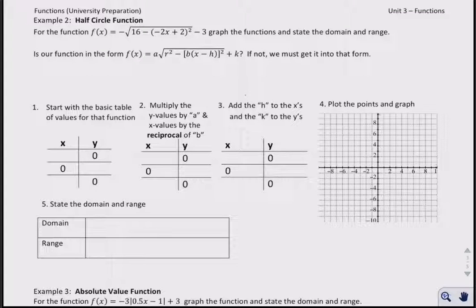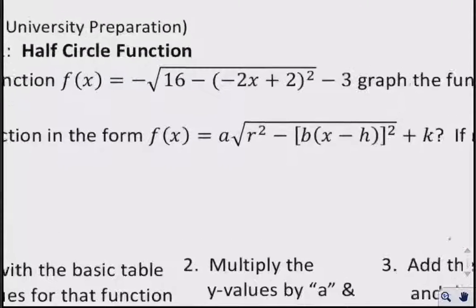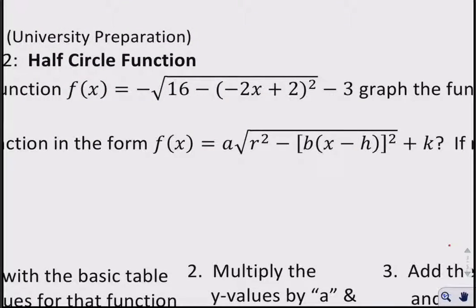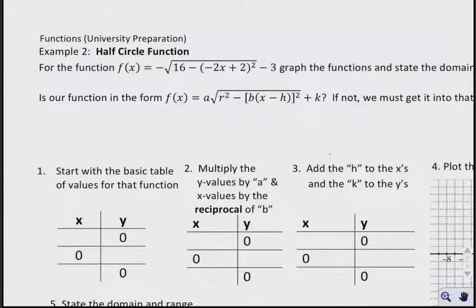We want to take a look now at our half circle function. The function in question is given over here. It's not exactly in legible format for the method we've learned to graph. You'll notice that we need to identify the b value, the r value, which is the radius, and our h value, which is not so clear from the way we have it.